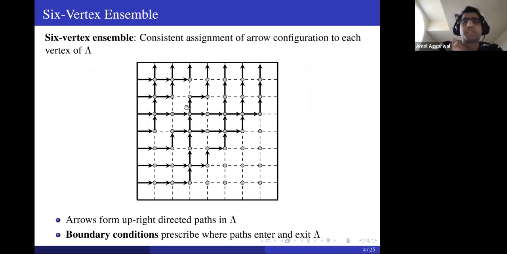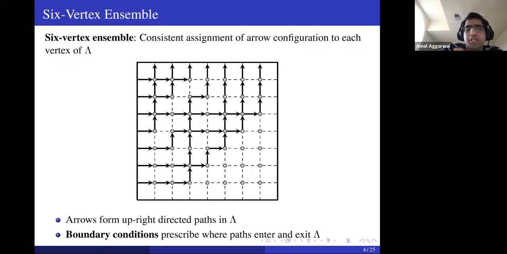Okay. So a 6 vertex ensemble is simply an assignment of an arrow configuration to each vertex of lambda in such a way that they're consistent in the obvious sense, namely that if an arrow exits vertically here, then it has to enter vertically right at the vertex above it. So in this way, you can see that the arrows form upright directed paths. The bottommost path might look like this, for example. Hopefully you can see my cursor. Let me know if you can't. Okay, and then you have all these other paths going like that as well.